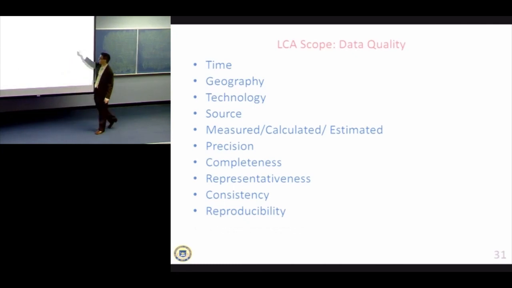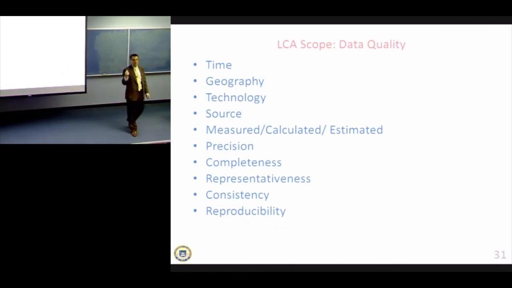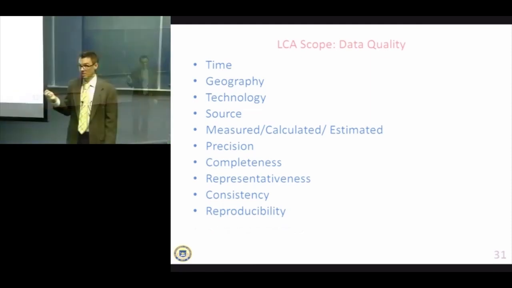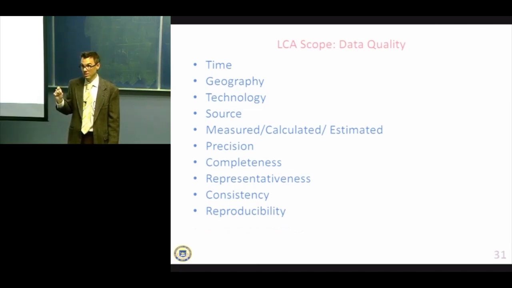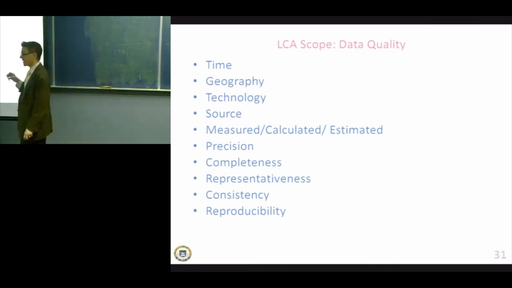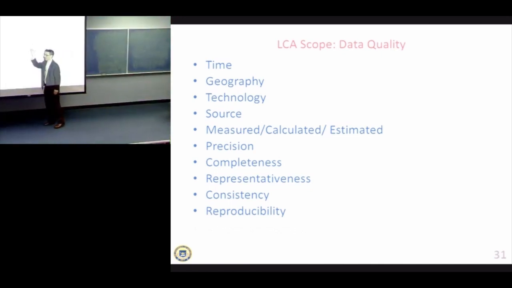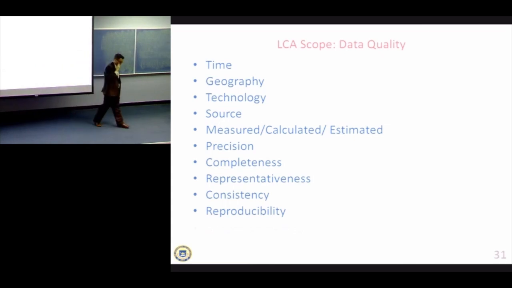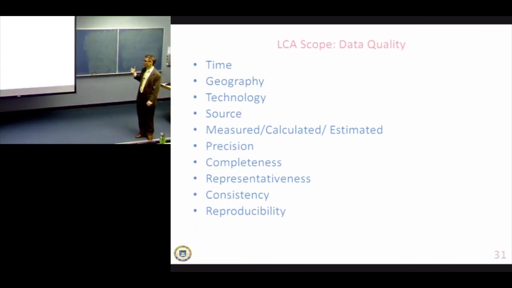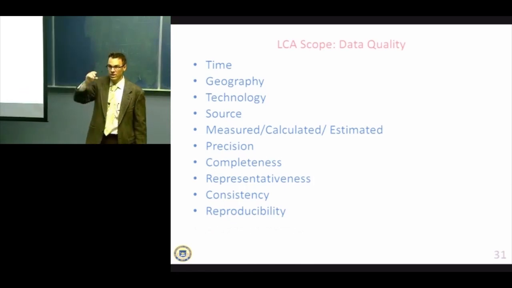Consistency refers to typically your data sources, but not just your data sources, your methodology. If you're determining carcinogenicity, like the cancer-causing potential of a chemical, you can't use one method for this chemical and another method for that chemical without a really good justification. Otherwise, it just looks like you're cherry-picking to try to get a result. Okay, so all of these factors relate to how a reviewer of an LCA will look at its quality.